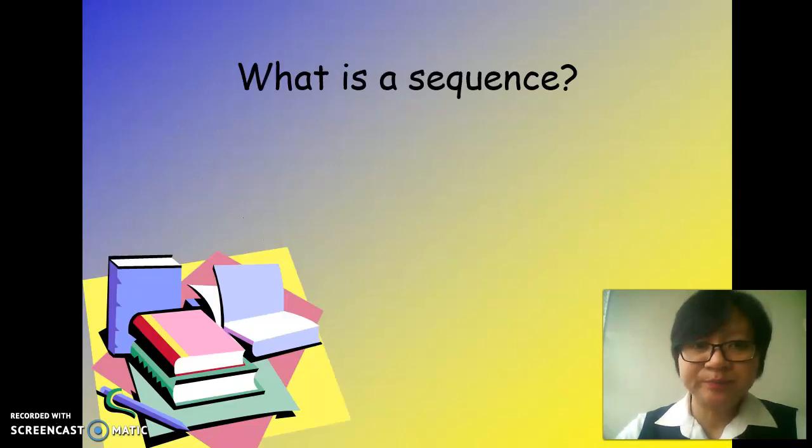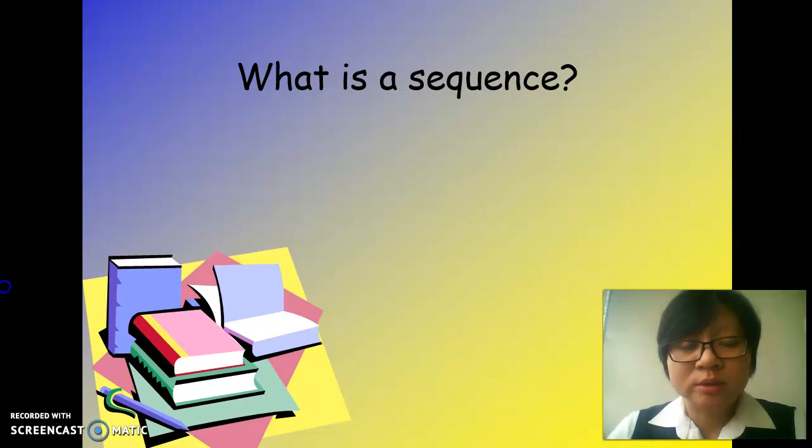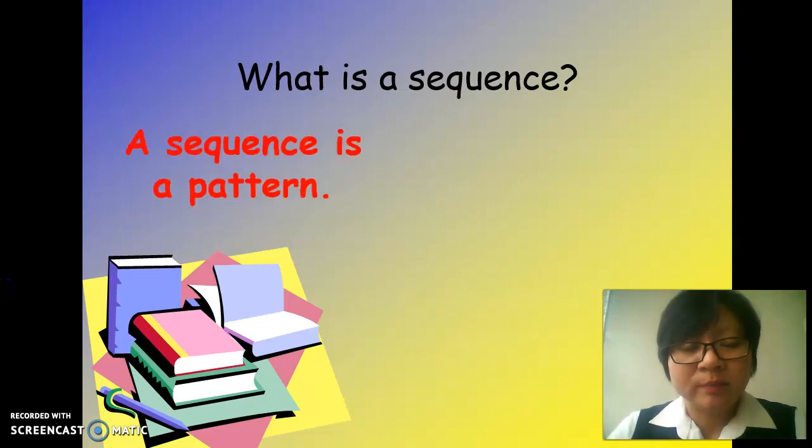Let's start the lesson. What is a sequence? A sequence is a pattern. The pattern has a certain rule, the pattern has a certain order. In mathematics, we are going to use numbers. So sometimes we call it number pattern or number sequence.